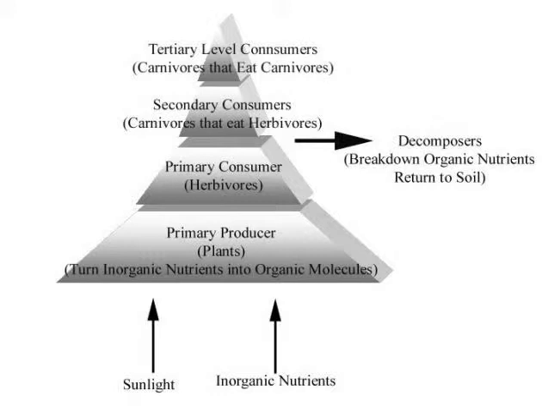Energy moves through the organisms in the ecosystem. Food webs, food chains, and food pyramids are three ways of representing energy flow. An energy pyramid is shown in the diagram.